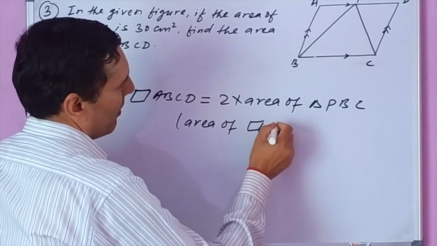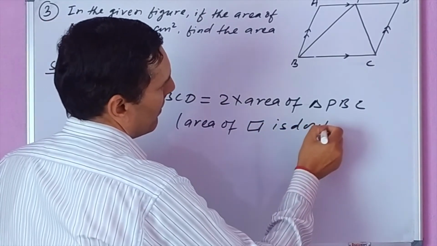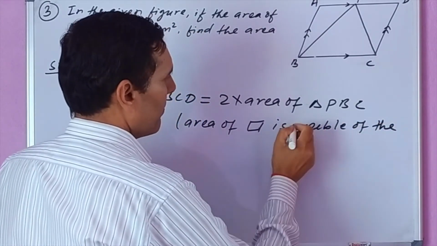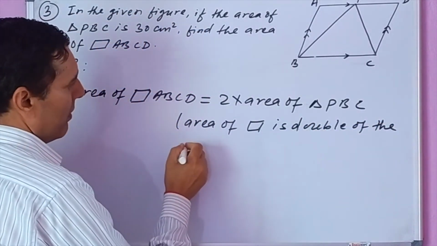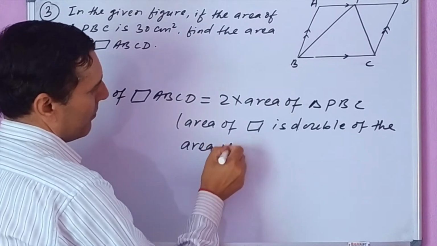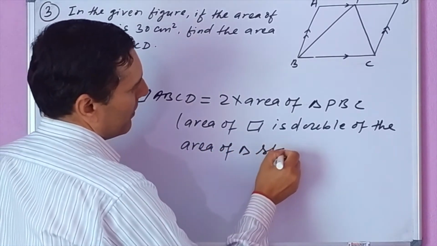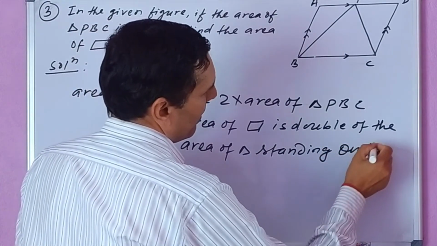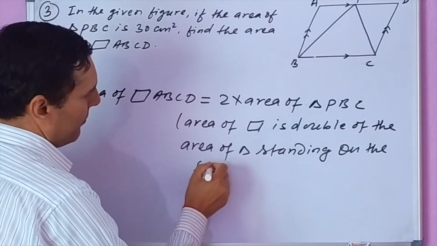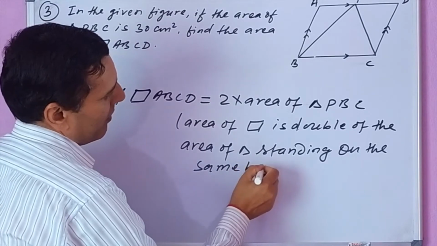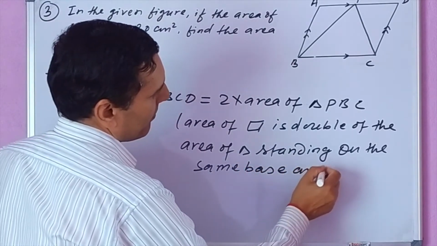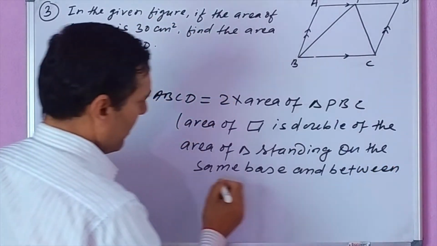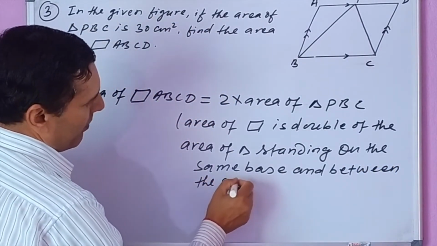Area of parallelogram is double of the area of triangle standing on the same base and between the same parallels.